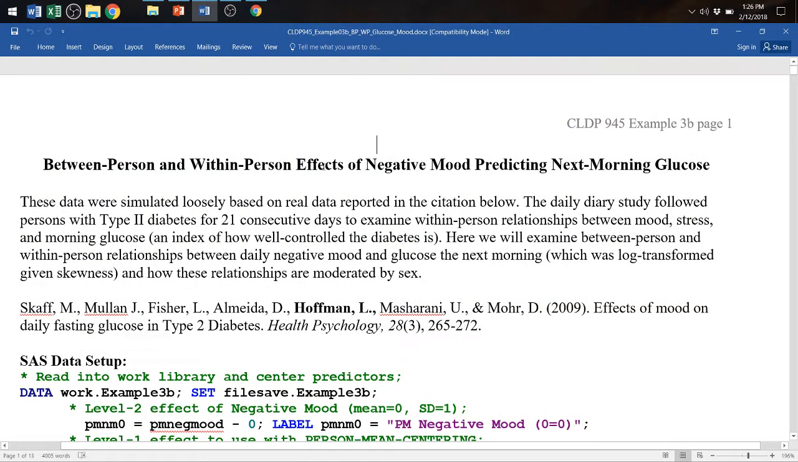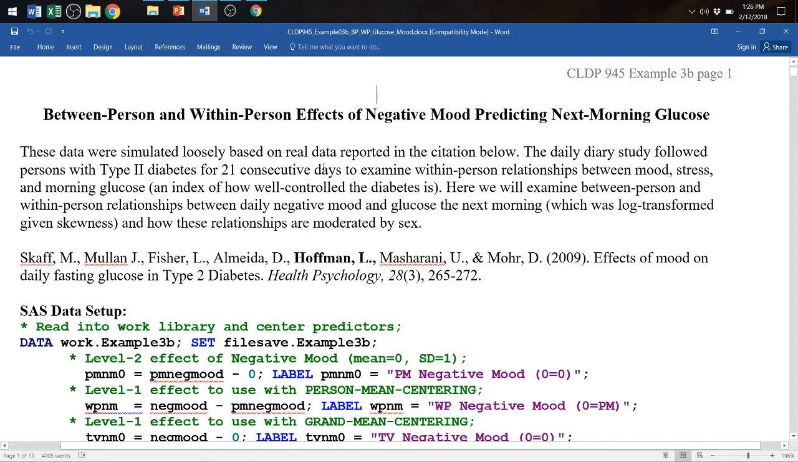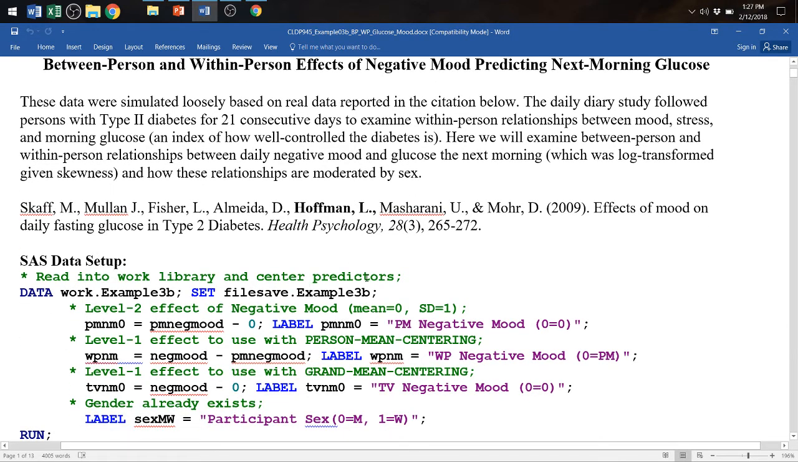So we have then another example for you, example 3B. These are simulated data based on a real story. Here's the publication behind the real story. I took some liberties with the data, though, to make it behave exactly how I wanted. But this is an example of a fluctuation type study. We're studying type 2 diabetics, and the outcome is the next morning's glucose in a log metric because it's a very skewed variable. And we have about 200 and some people, I think, measured over 21 days.